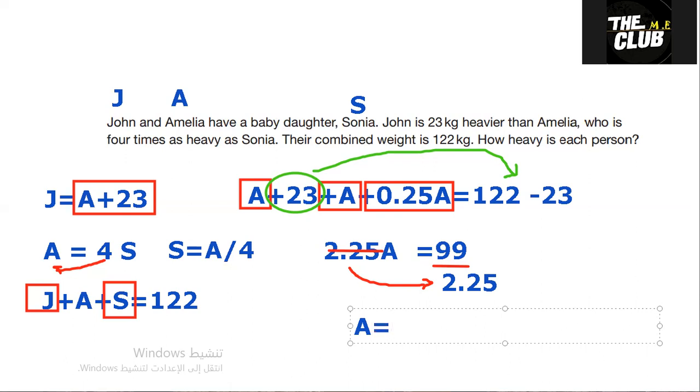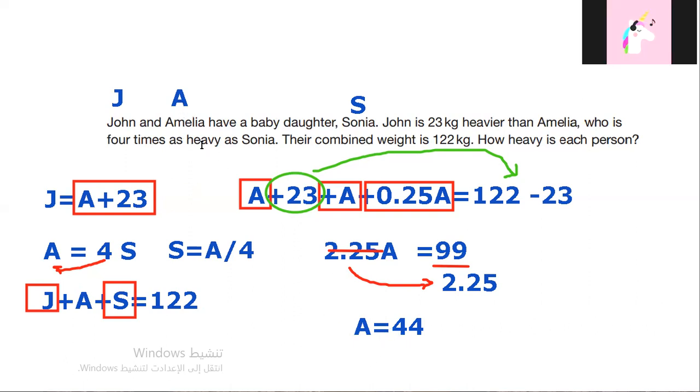So A equals 44. Who's A? It's Amelia. So Amelia is 44, I can write 44 here. Now I can find the rest because I know that John is A plus 23. So 44, which is Amelia, plus 23. I'm going to add 44 plus 23, which is 67. So John is 67.